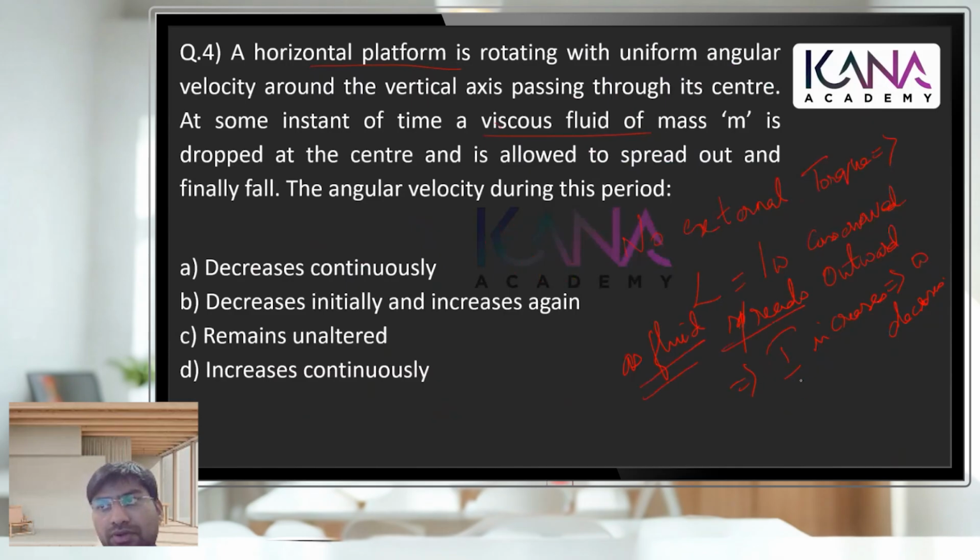When fluid falls off, the system loses that mass distribution. When the fluid falls off, I actually decreases. So when I decreases, omega increases. So first the angular velocity will be decreasing, and then it increases again. It's because the I value is opposite of that. First the I value increases and then it decreases.